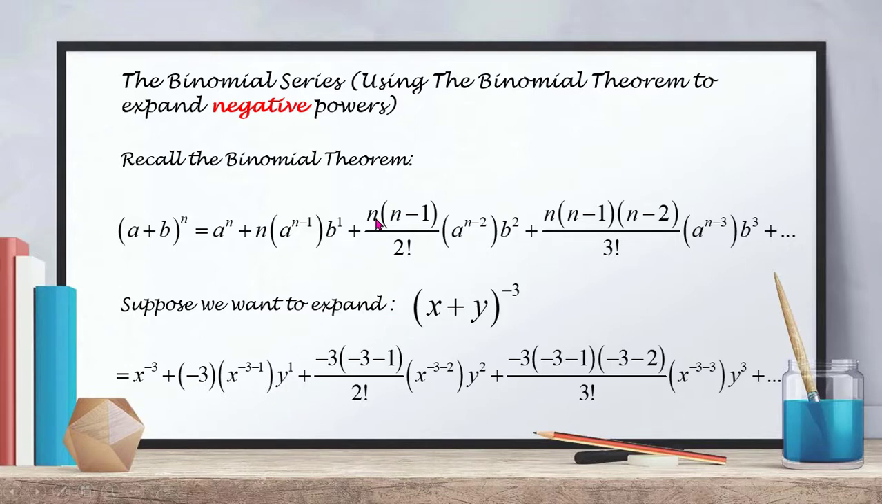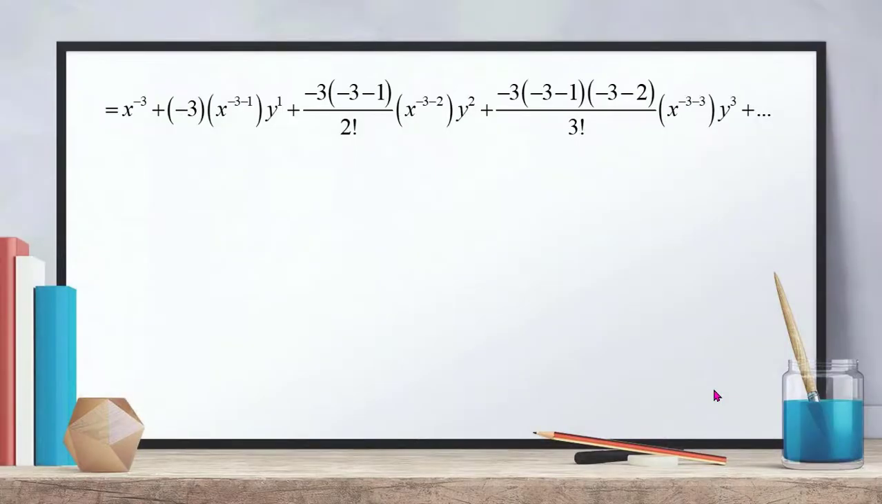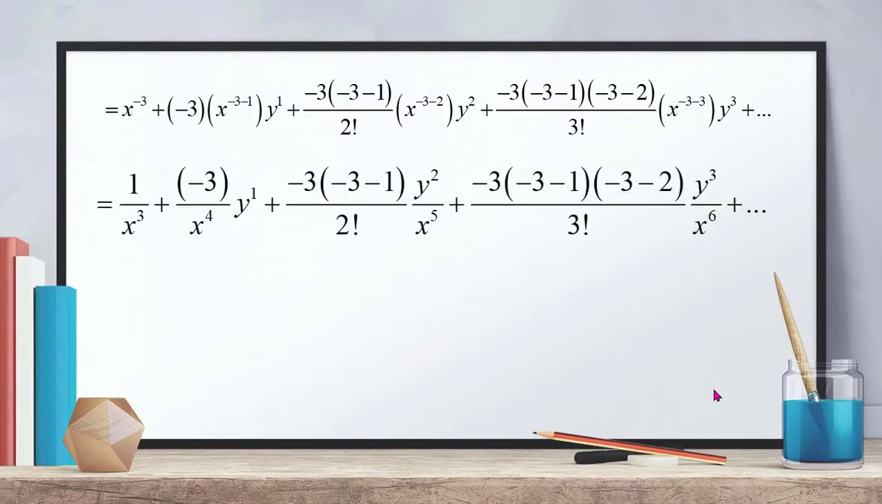Then we've got negative 3 times negative 3 minus 1, which is that one, divided by 2 factorial. A is x, n is minus 3, so we're going to have x raised to minus 3 minus 2, y is b, and so on and so forth. Then we will start to simplify that.